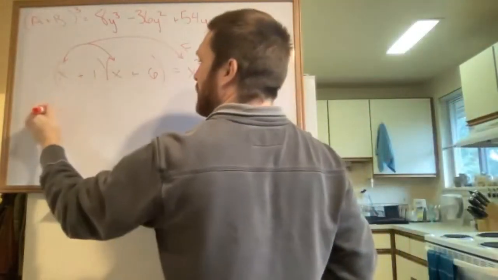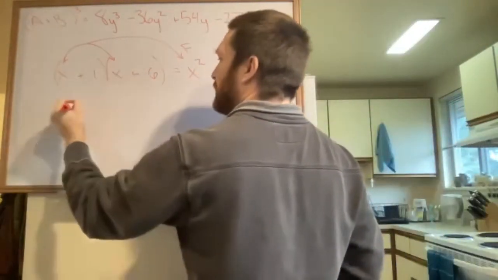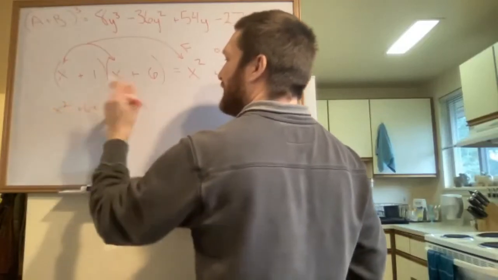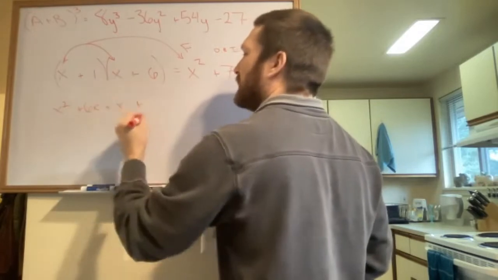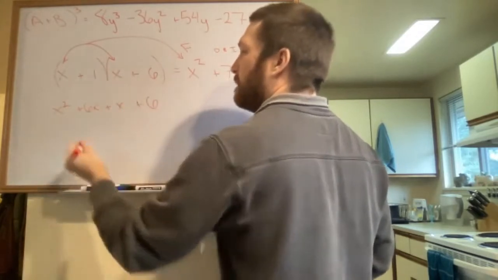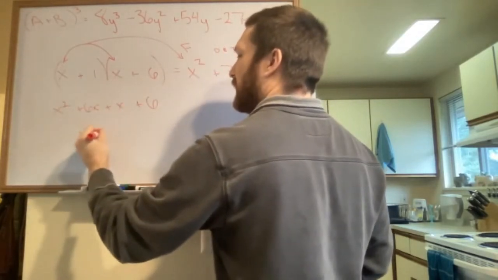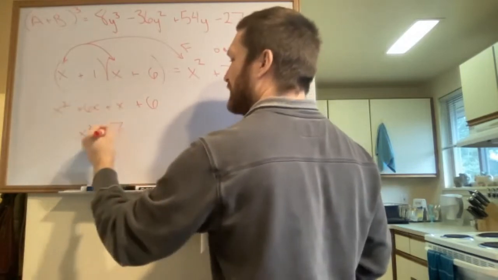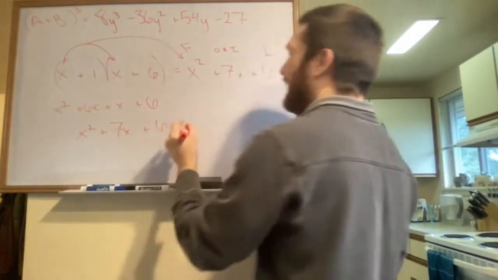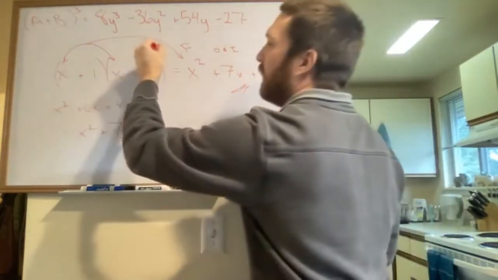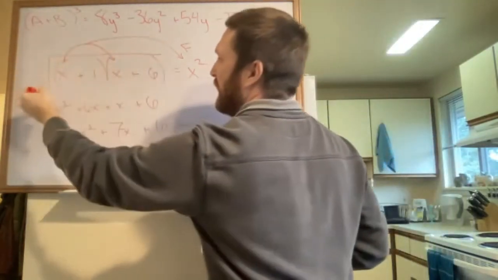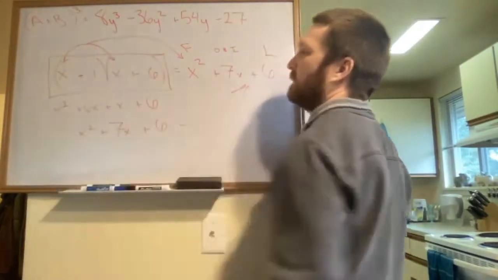So first gives me x squared. Outside gives me plus 6 x's. Inside gives me a plus 1x. Last gives me 1 times 6 is 6. Altogether, I have x squared plus 7 x's plus 6. And that is the thing I started with. I'm good to go. I have found the thing I'm trying to find right there.